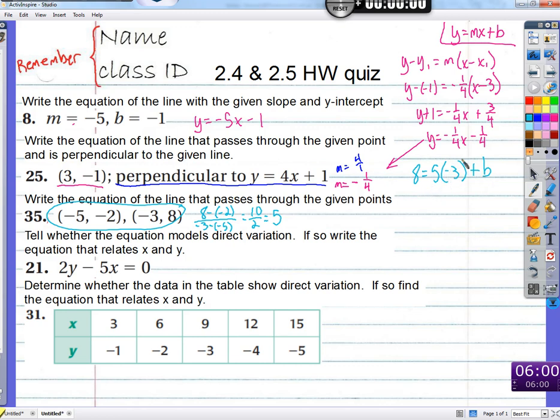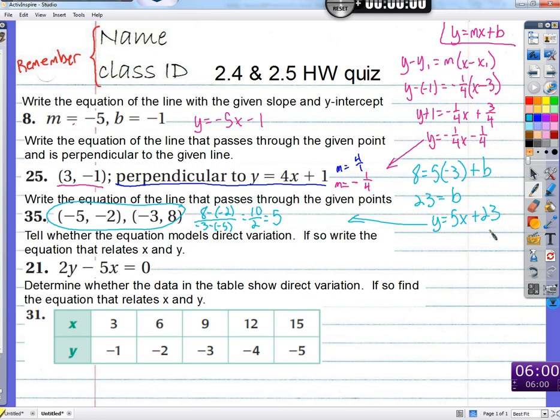So we get a negative 15. We add 15 to both sides. We get 23 equals b. And y equals 5x plus 23, because we just found b. So I like that we're recalling the point-slope form. That's pretty cool. And we could also use the slope-intercept form and solve for b. All right, so that's the quiz for 2.4, right? Not 2.5 yet. Any questions on any of those three?